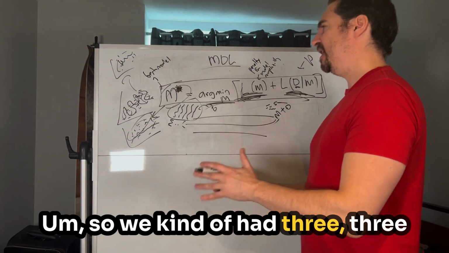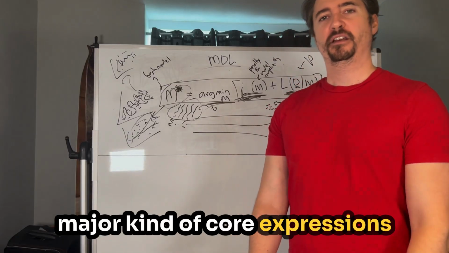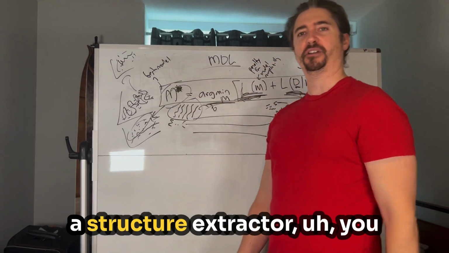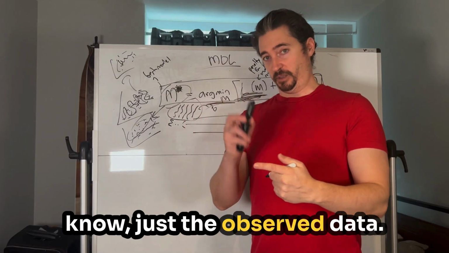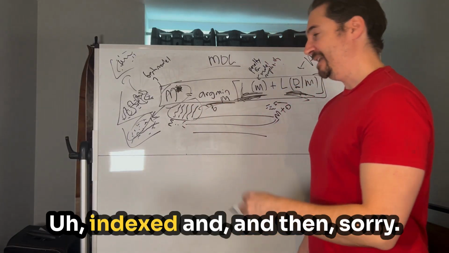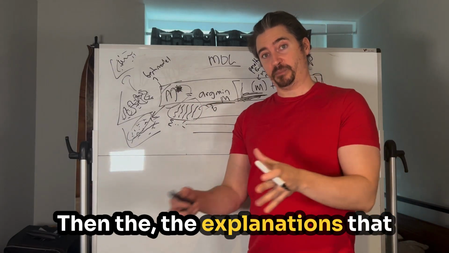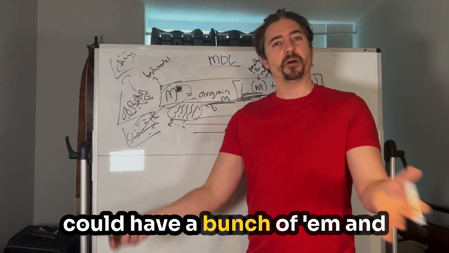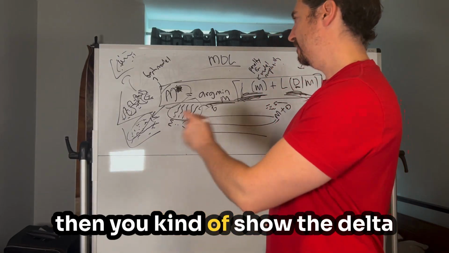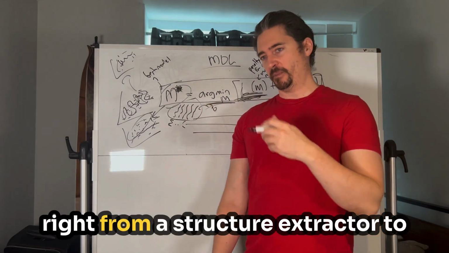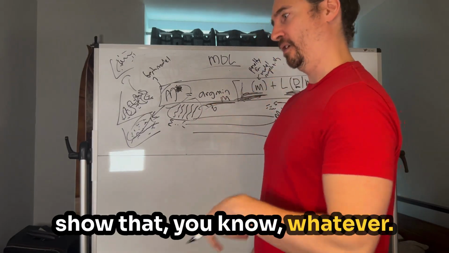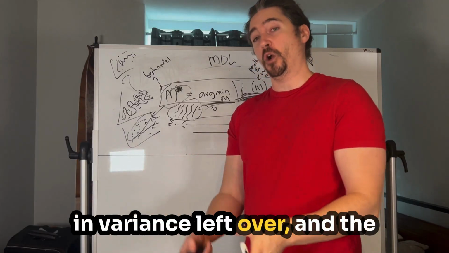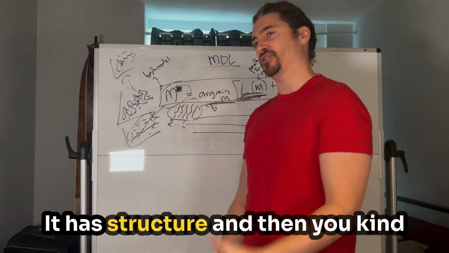So we had three major core expressions in that micro paper, right? We're defining what invariance was using this structure extractor: just the observed data, indexed, and then the explanations that you do to try to explain what you're observing. You index that by theta because you can have a bunch of them, and then you show the delta from a structure extractor to show that there's always a residual left over. There's some type of invariance left over, and the invariance itself is not random noise, it has structure.